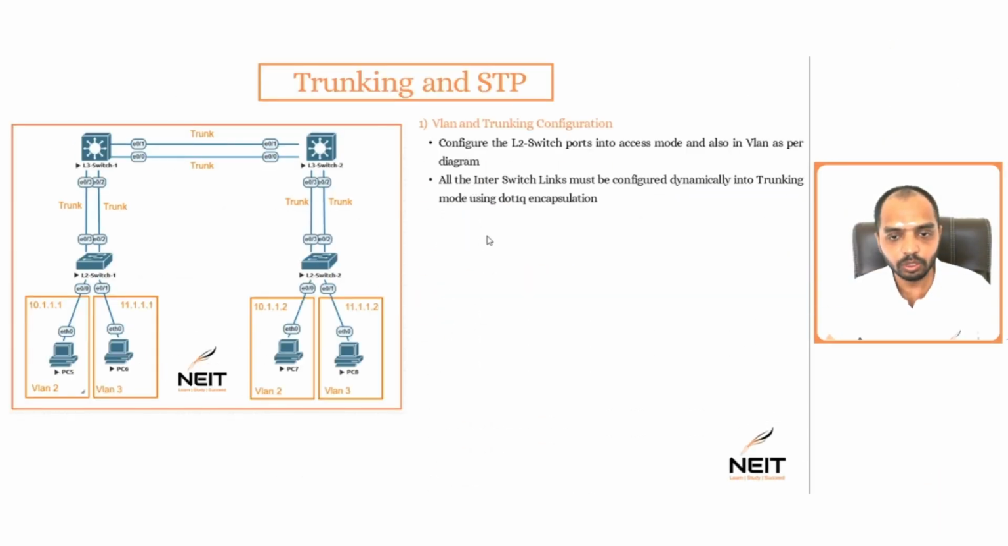So today we will be configuring the trunking and STP. The first task is for VLAN and trunking configuration. We have to configure the layer 2 switch ports into access mode and also in VLANs as per the diagram. Also, all the interswitch links must be configured dynamically into the trunking mode using .1q encapsulation.